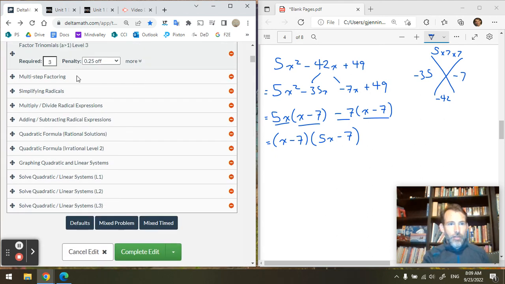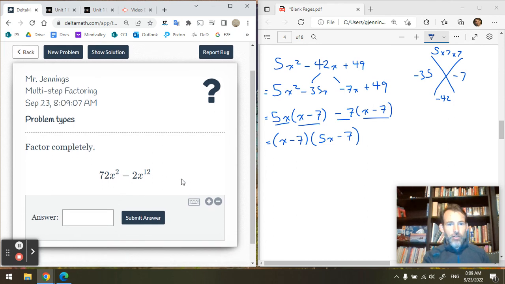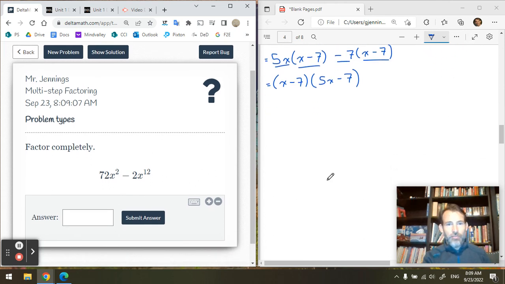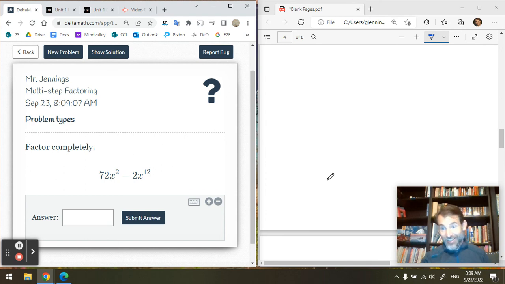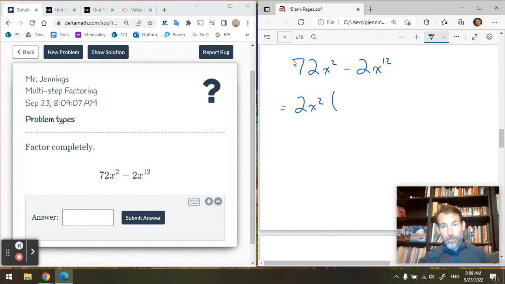Now, let's take a look at multi-step factoring. Here we have to factor 72x squared minus 2x to the 12. First of all, copy it out: 72x squared minus 2x to the 12. I notice that both have factor 2 and factor x squared. So 2x squared can factor out, and that will give us 36 minus x to the 10.